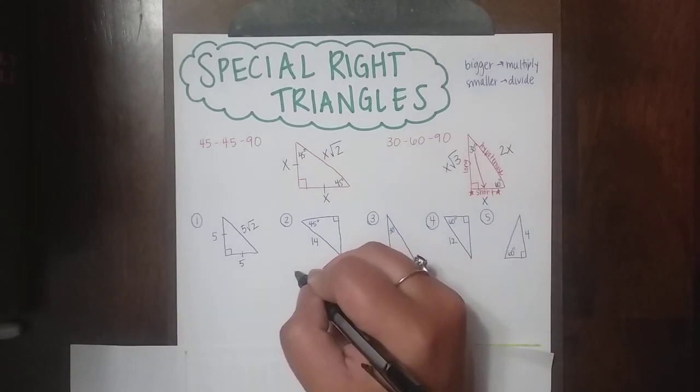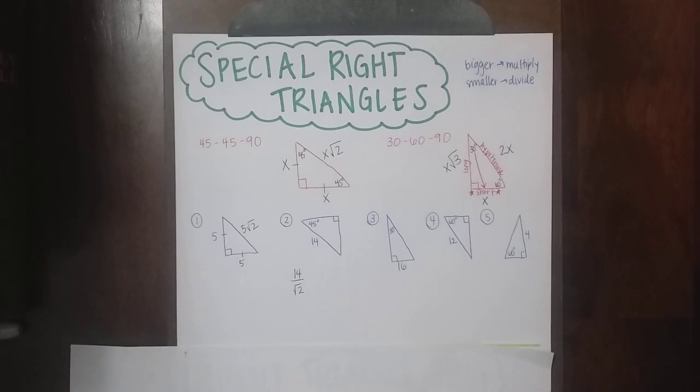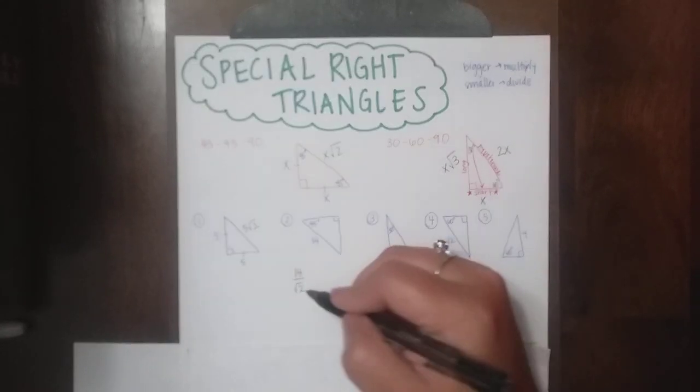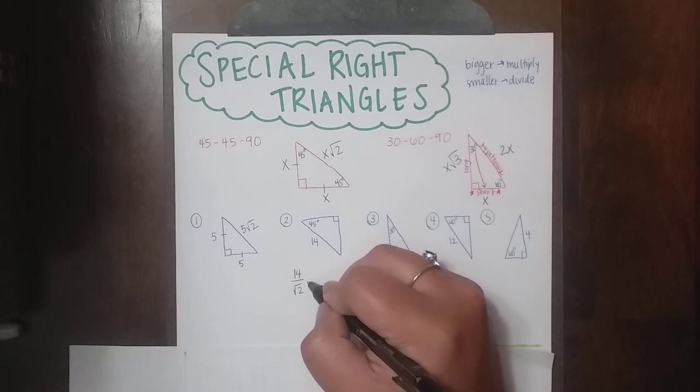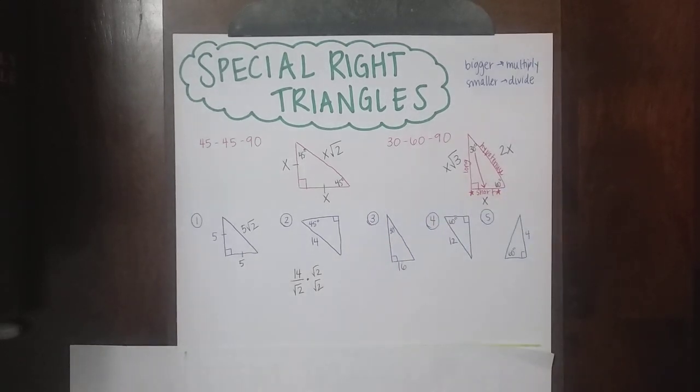So I'm going to do 14 divided by root 2. Okay, and I'm going to leave it as a radical, but I can't leave it like this. Okay, this is that bad math grammar that we talked about. So if I have a radical on the bottom, I have to rationalize. So to rationalize, I'm going to multiply by that radical on top and on bottom.